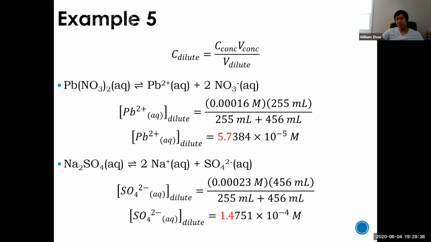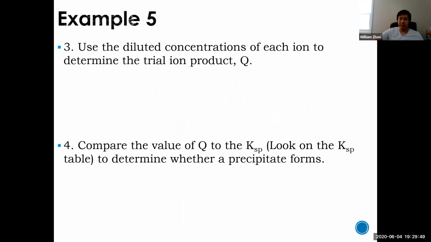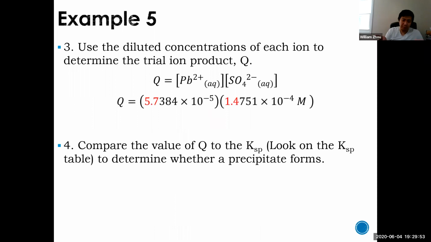You have these two numbers, which represent the concentrations after you mix them together, before equilibrium. You can now use them to calculate Q. Okay, Q is just a product of these two. Boom, multiply them together, you have 8.5, now you can round to sig figs, times 10 to the negative 9.